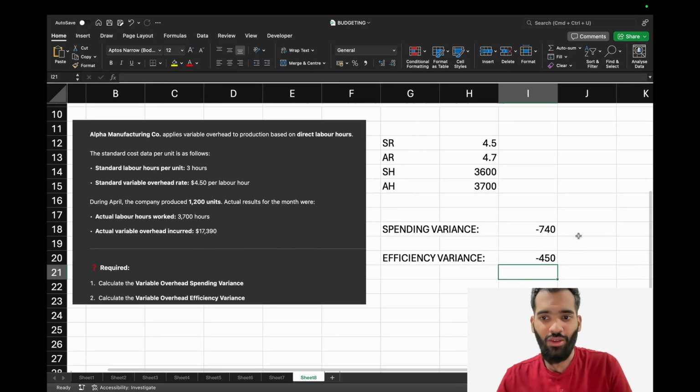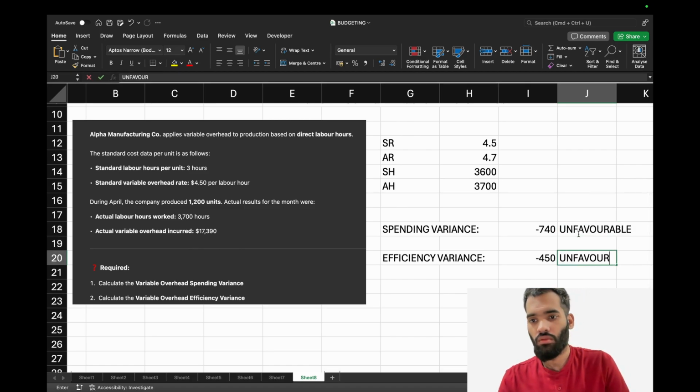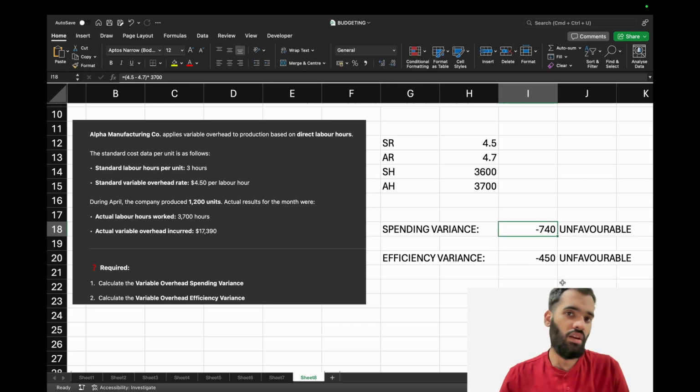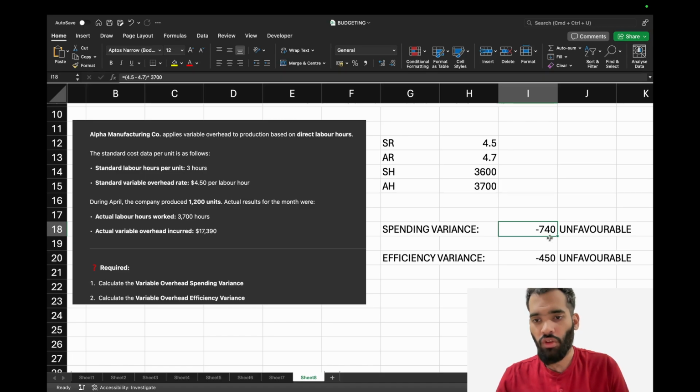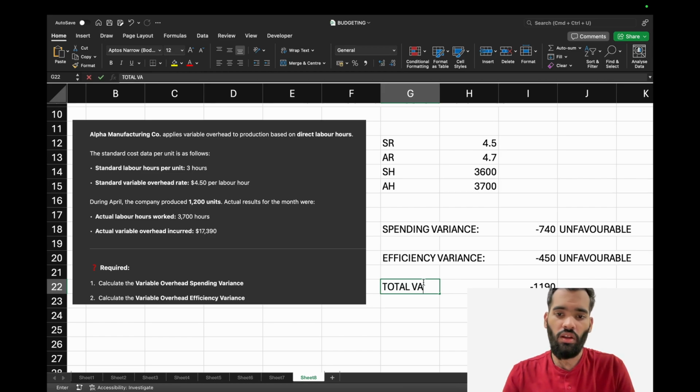So that means in this question also both are unfavorable. And that's how you solve it. Of course, if the answer was positive, that will mean it's favorable, it's good for us. But in this case, it's unfavorable, it's not good for us. If we do the total, this will give us the total variable overhead variance. So this is called the total variable overhead variance.